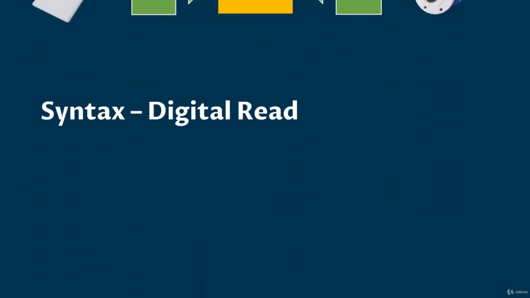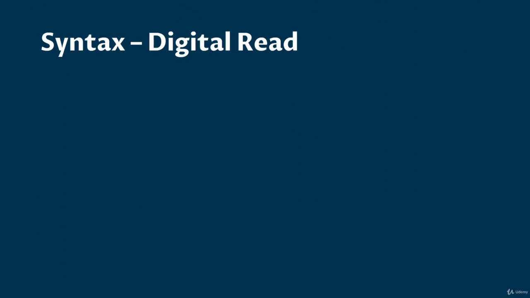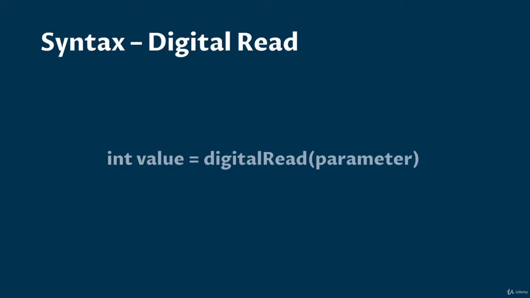Let's see how we write the function. Or you can say, what is the syntax? Digital read is a return type function which returns a boolean value like true or false, high or low, 1 or 0. So when we call it, we need another variable where the return value should be stored.